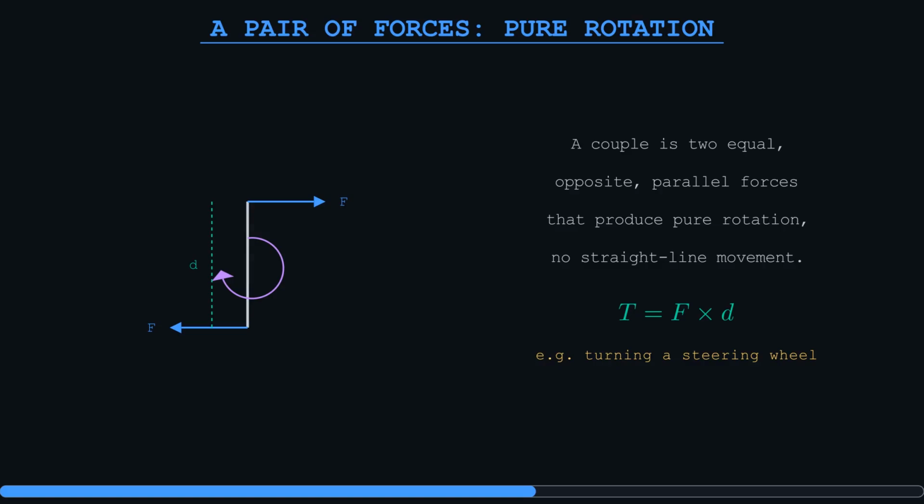A couple is a pair of equal and opposite forces, acting parallel to each other, but not along the same line. Because the forces are equal and opposite, they produce no straight-line movement, only pure rotation. The torque of a couple is still force times distance, but here d is the perpendicular distance between the two forces. Turning a steering wheel with both hands is a good example of a couple.